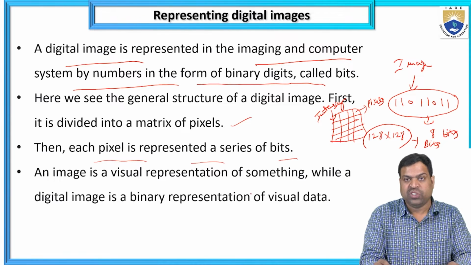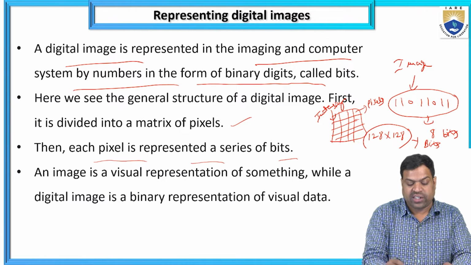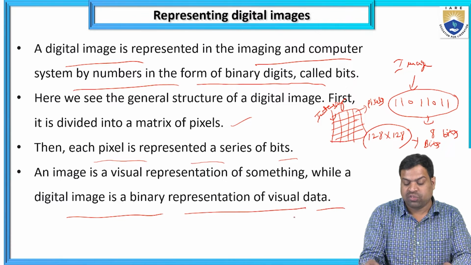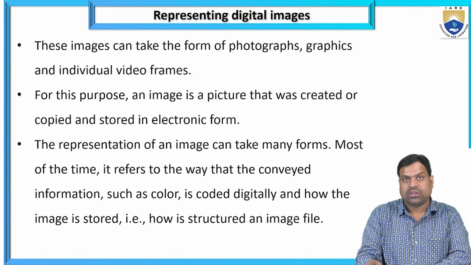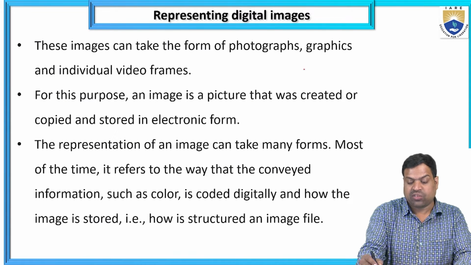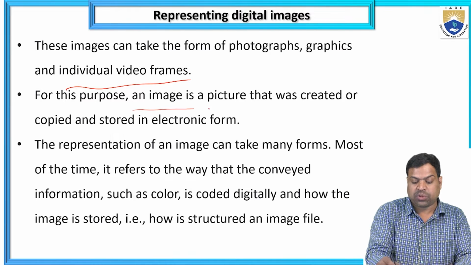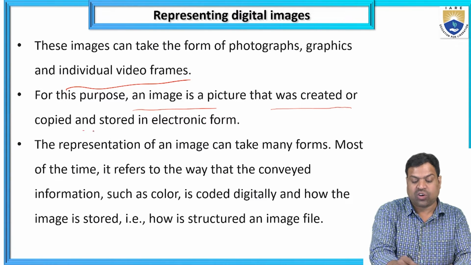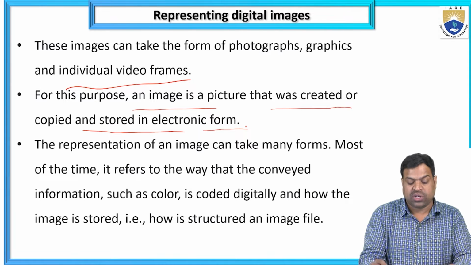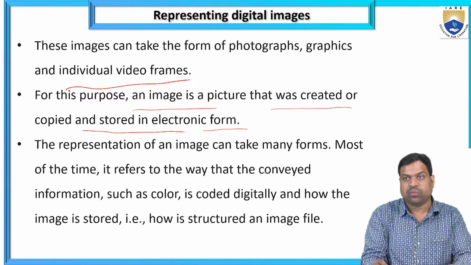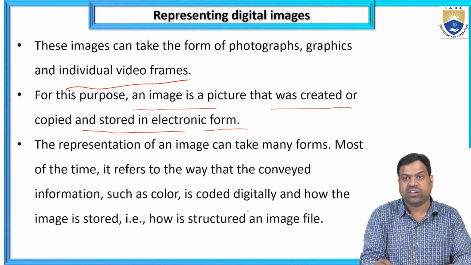An image is a visual representation of something. Yes, it is. The image is a visual representation and a digital image is a binary representation of visual data. These images can take the form of photographs, graphics and individual video frames. An image is a picture that was created or copied and stored in electronic form. The representation of an image can take many forms. Most of the time it refers to the way that the conveyed information such as color is coded digitally and how the image is stored, that is how it is structured in the image file.